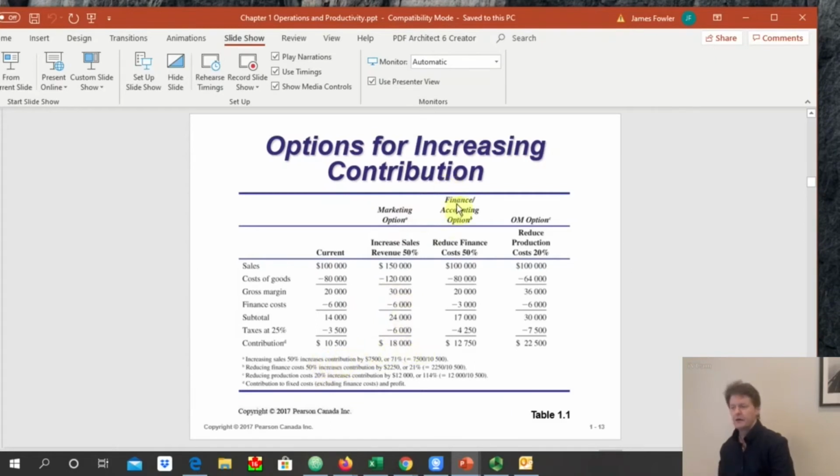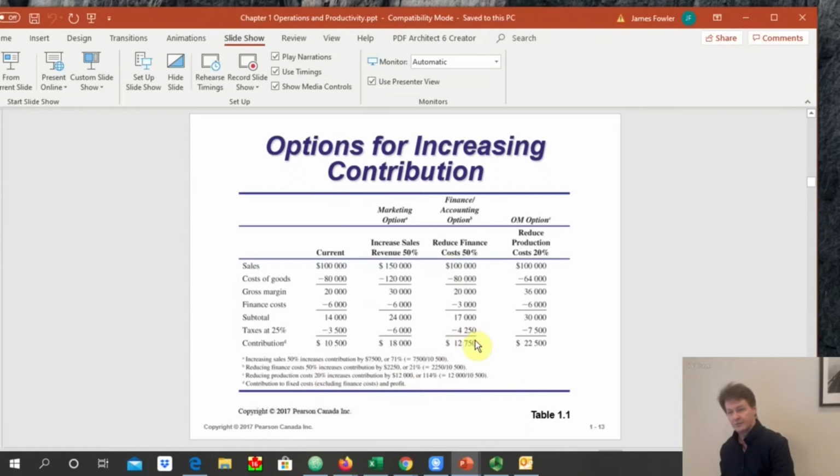Now, if we reduced our finance costs by 50%, so here where we're currently having finance costs of $6,000, now we're down to $3,000. Everything else remains the same, and you can see here, we've just got a little over $2,000 increase in our total profitability.